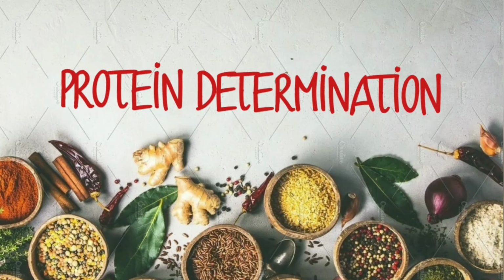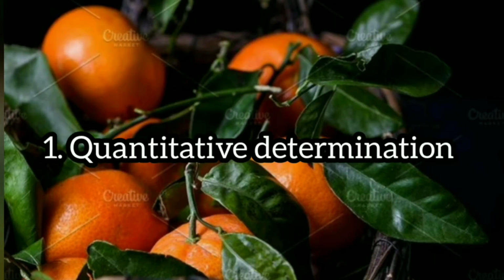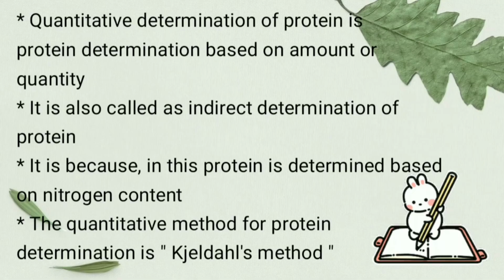So, this is our second video about protein determination, and in this video, we are going to discuss quantitative determination of protein. Quantitative determination of protein is protein determination based on amount or quantity. It is also called indirect determination of protein. This is because in this, protein content is determined based on nitrogen content. The quantitative method for determination of protein is the Kjeldahl method.